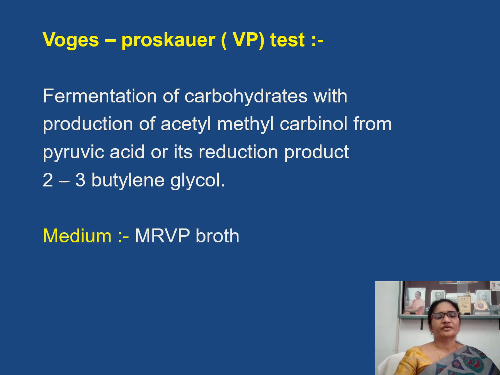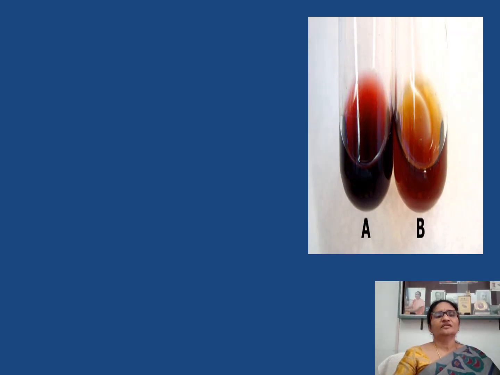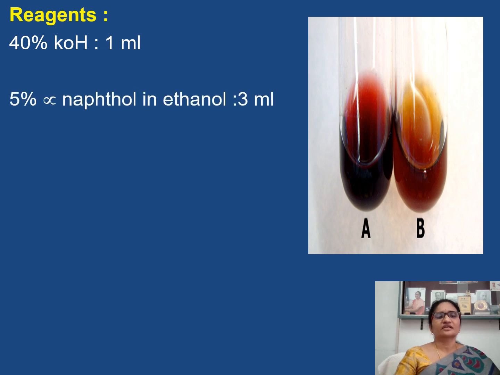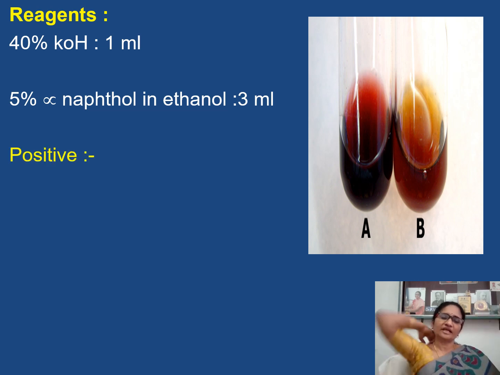Same MRVP broth. We inoculate that MRVP broth, and after overnight incubation we add some reagents. First we add 40% KOH, potassium hydroxide, and then we add 3 ml of 5% alpha naphthol in ethanol, and then expose it to oxygen. Open the cap and keep it for 5 minutes.